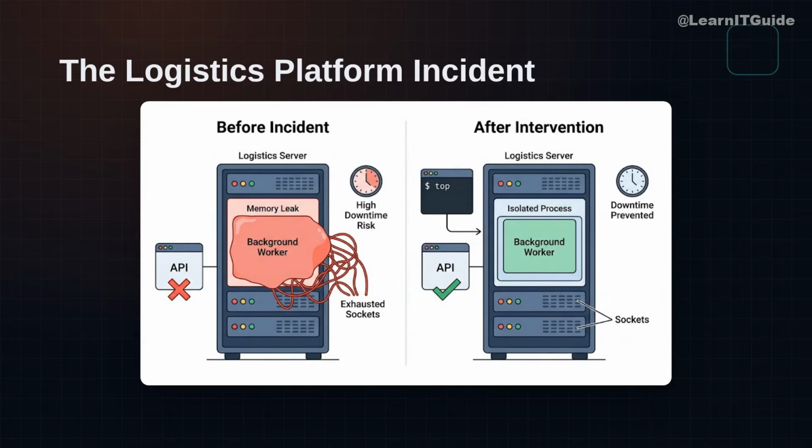This is a real scenario. A logistics platform had 10,000 requests per minute failing. By using these commands, they identified that their background worker was leaking memory and exhausting system sockets. Instead of rebooting the entire server, which would have caused further downtime, they identified the specific process and isolated the issue. That is the power of these tools.